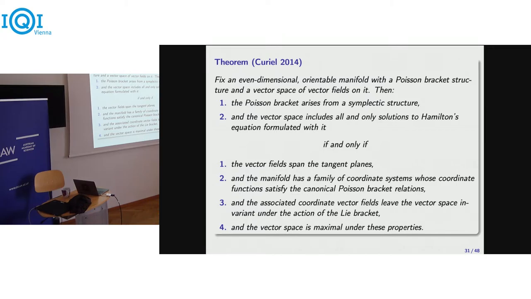at every point of the manifold, the tangent plane is spanned by some set of elements from all the vector fields at that point. The manifold has a family of coordinate systems whose coordinate functions satisfy the canonical Poisson bracket relations. The associated coordinate vector fields leave the vector space invariant under the action of the Lie bracket, and the vector space is maximal under these properties.